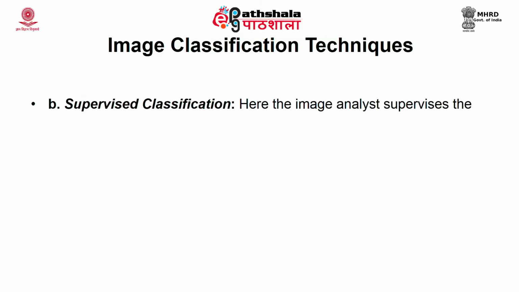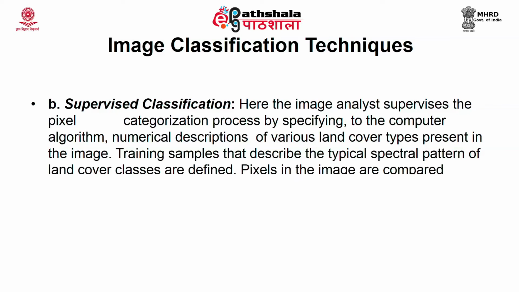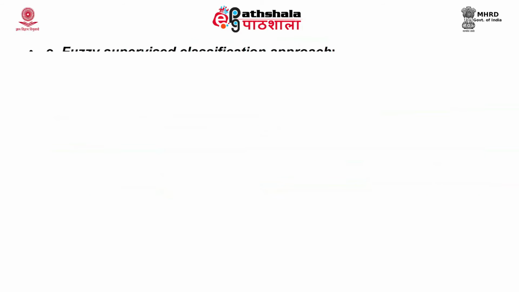In supervised classification, the analyst supervises the pixel categorization process by specifying to the computer algorithm numerical descriptions of various land cover types present in the image. Training samples that describe the typical spectral pattern of land cover classes are defined. And pixels in the image are then compared numerically to the training samples and are labeled to land cover classes that have similar characteristics. The next approach is fuzzy supervised classification approach.